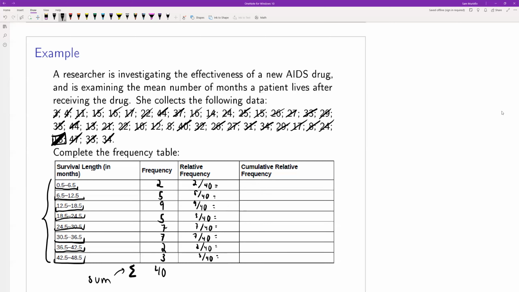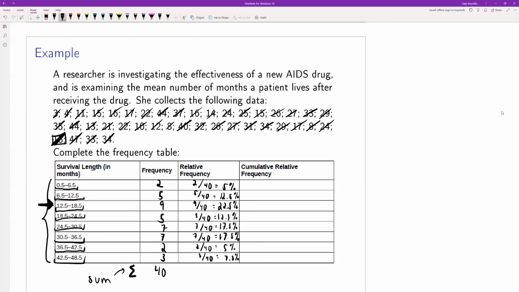So 2 over 40 is going to be 5%. 5 over 40, 12.5%. We've got a 22.5, 12.5. This will be 17.5, and again 17.5, 5, and 7.5. So we can look at this data and we get a good sense of the proportion. For example, I see that 22.5% of people lived between a year and a half, according to this row of the table.